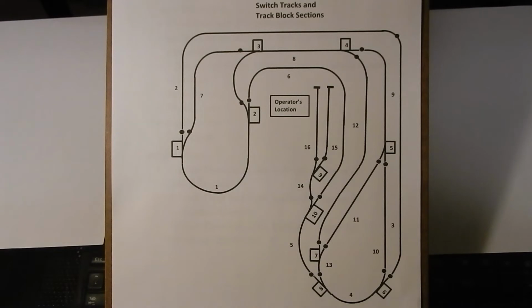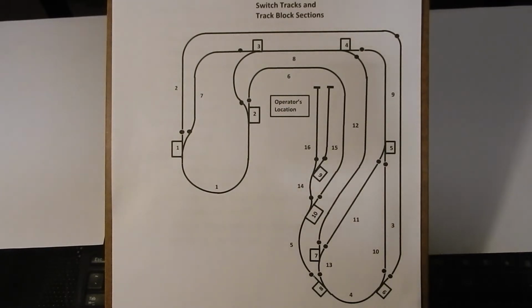This diagram shows the complete track layout, and it shows the switch track numbers. There's 10 switch tracks numbered 1 through 10, and there's the track block numbers. Now there's actually 16 track blocks, not 12 as misstated in our previous video. The block numbers are not related at all to the switch track numbers. They're just 2 entirely different sets of numbers.